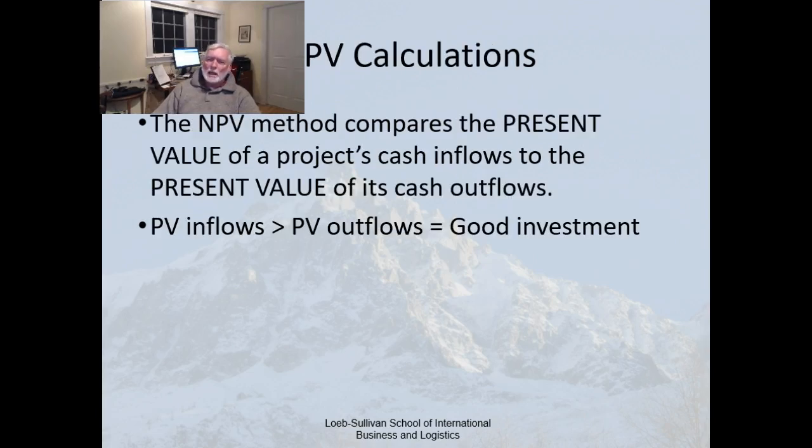The way you calculate net present value, you're comparing the present value of the project's cash inflows to the present value of the project's cash outflows. So presumably the inflows come from the future, the outflows happen at the beginning in most projects. So we want the present value of our inflows to be greater than the present value of our outflows. So we're discounting future returns back to present day dollars using the hurdle rate.